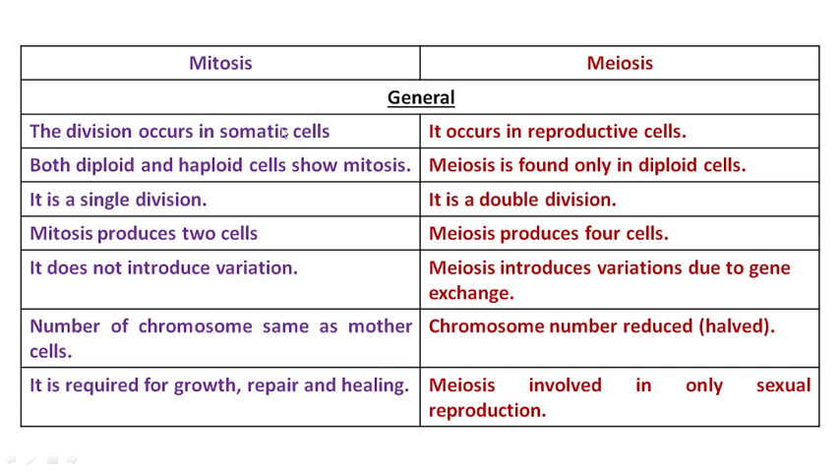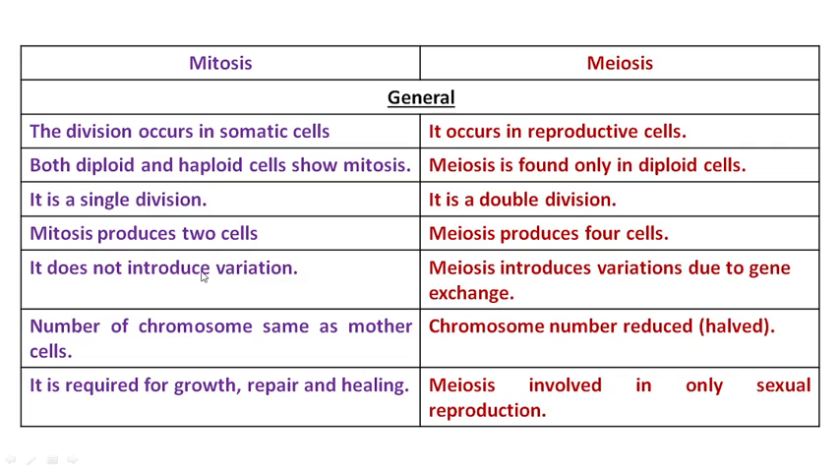Mitosis is division seen in somatic cells, diploid somatic cells in animals, and diploid as well as haploid cells in plants. While meiosis is seen in reproductive cells and the cell has to be diploid. Both haploid and diploid cells show mitosis, while in meiosis only diploid cells show meiosis. Mitosis is single division, while meiosis has two divisions, right? Meiosis 1 and meiosis 2. Mitosis produces 2 cells, meiosis produces 4 cells.